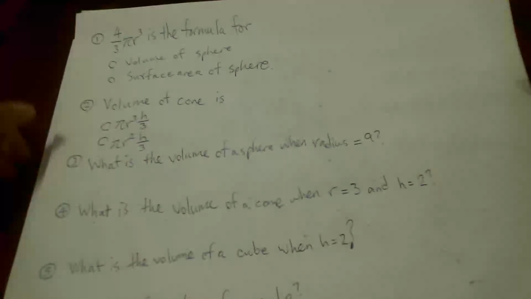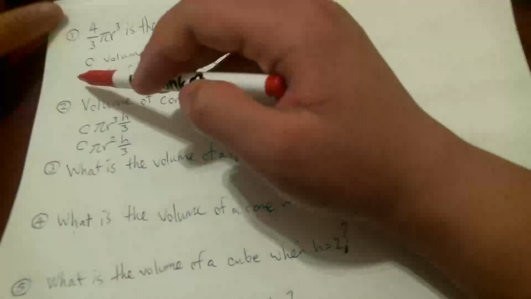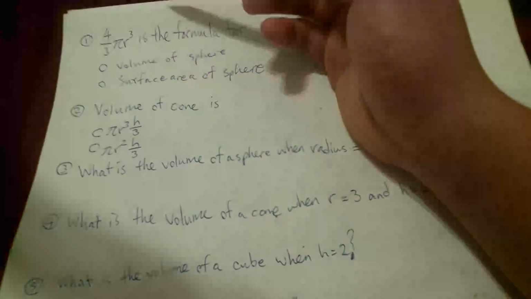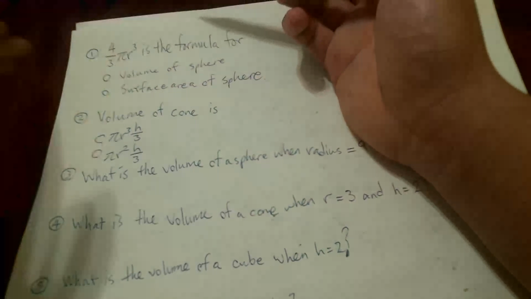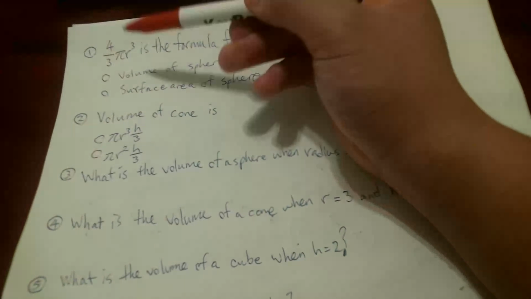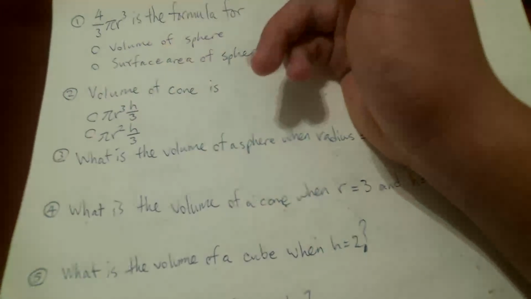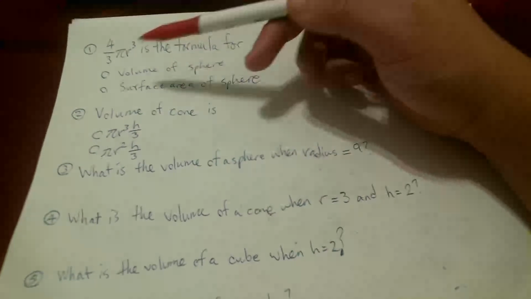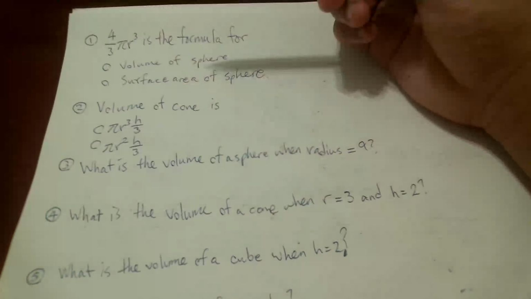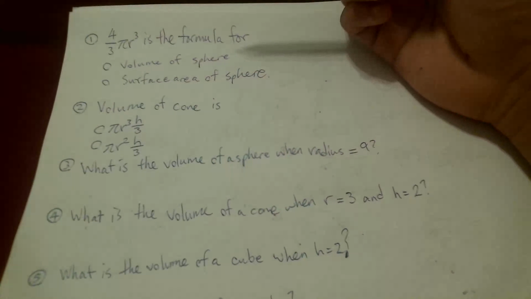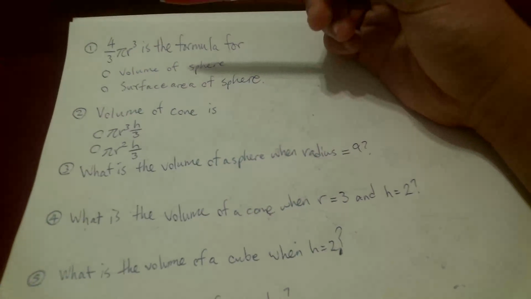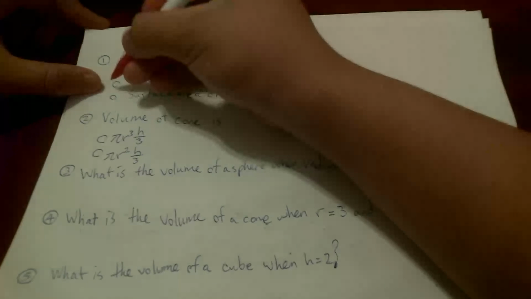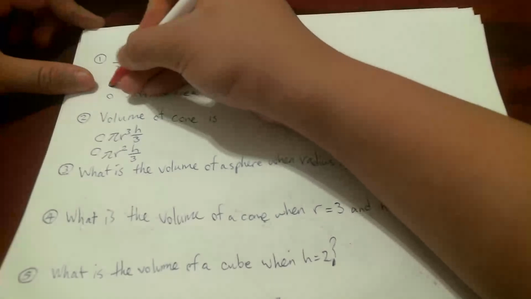All right, so let's do the first one, which asks to solve 4/3 times pi r to the power 3. So what is the formula for this? Let me just restate that. This is the formula for the volume of the sphere, not the surface area of the sphere. Since we just did it, we know that it is the volume of a sphere. So this is what we would have.